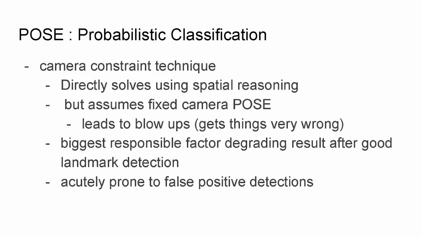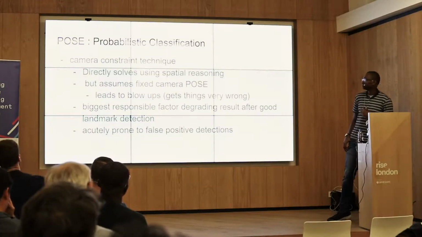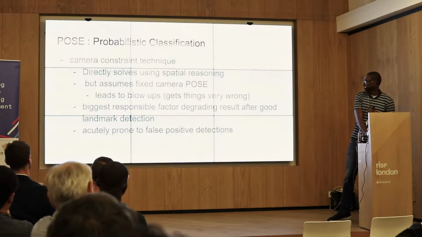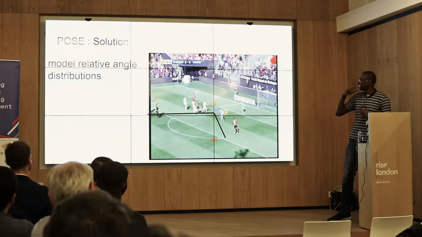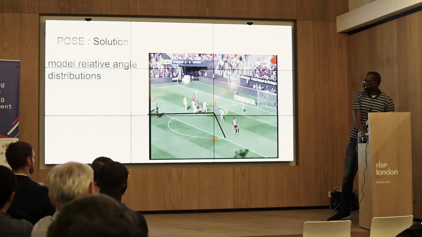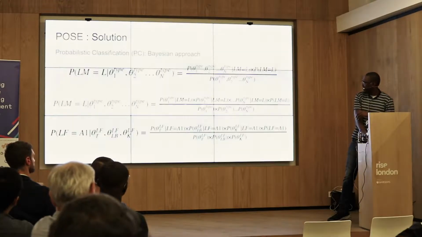Assuming a fixed camera pose causes a lot of blow-ups, because you're essentially brute forcing a calculation, and if you have false positives, it gets things very wrong. It was the biggest factor responsible for bad results. The solution is that you can actually model the relative angle distributions, and this is used quite a lot in pose recognition in different fields, and it's quite well known in the probabilistic graphical model community.